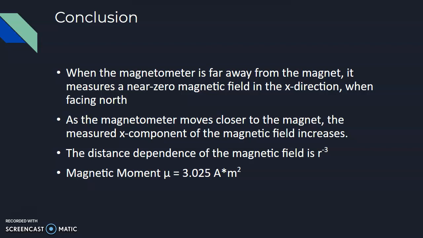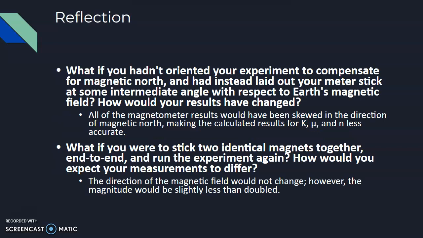and the moment is 3.025. So what if you hadn't oriented your experiment to compensate for magnetic north, instead laid your meter stick at some intermediate angle with respect to the Earth's magnetic field? How would your results change? Well, it would have been skewed in the direction of the magnetic north, making your K, your mu, and your N less accurate.